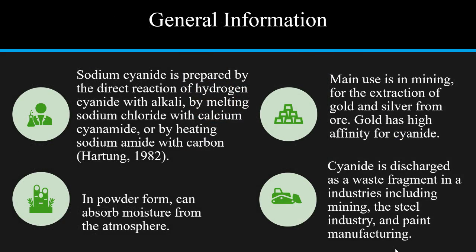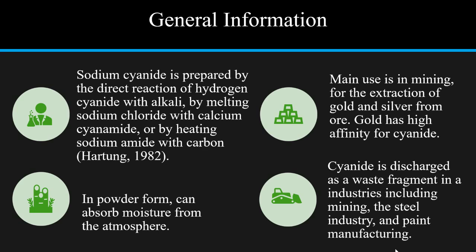Sodium cyanide is prepared by the direct reaction of hydrogen cyanide with alkali, by melting sodium chloride with calcium cyanamide, or by heating sodium amide with carbon. In its powder form, sodium cyanide can absorb moisture from the air.